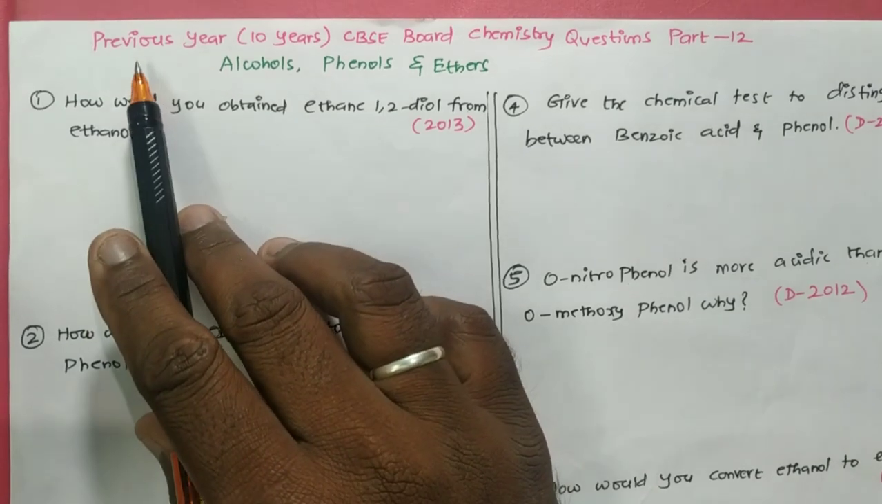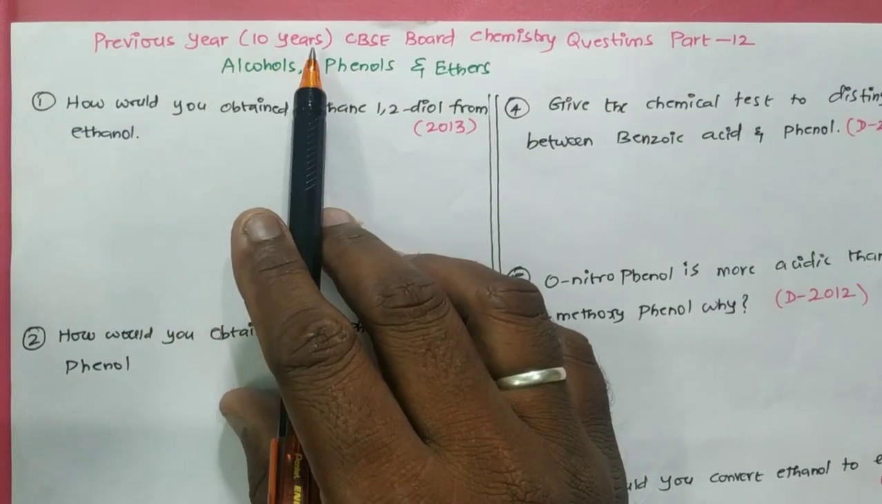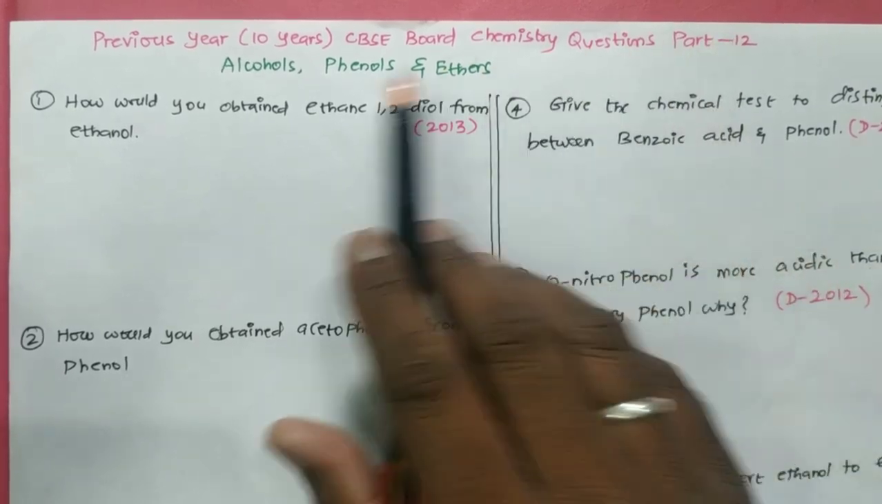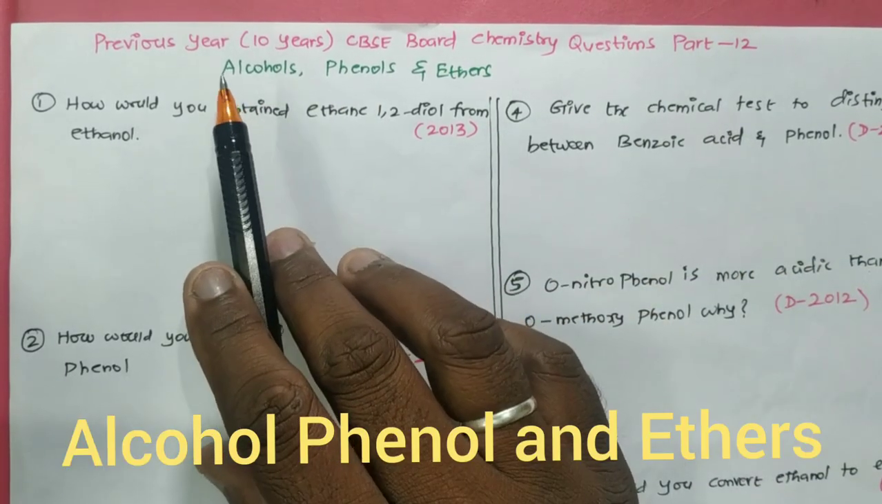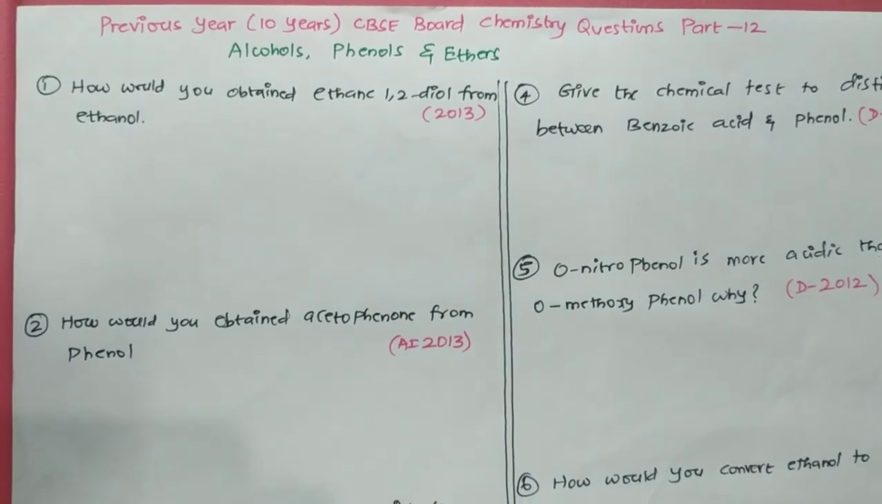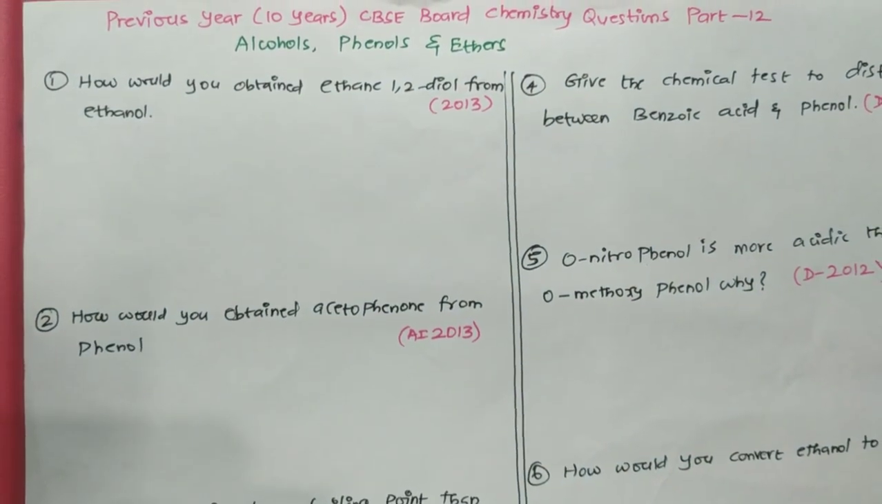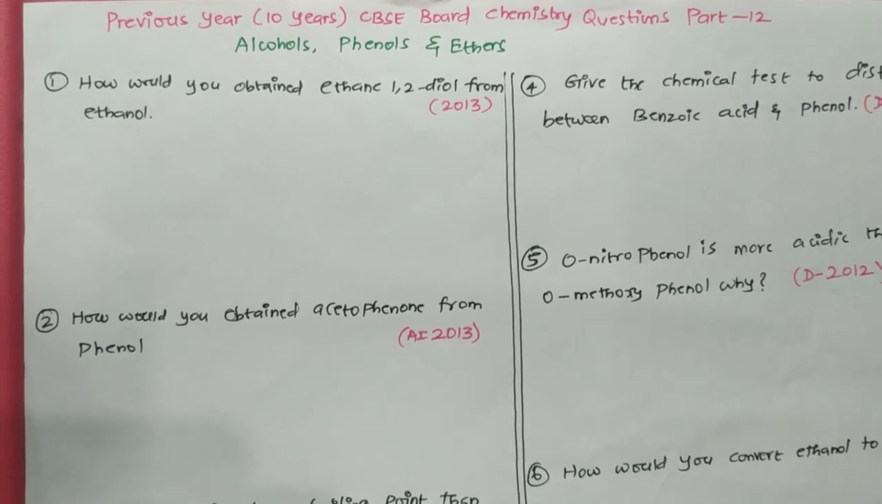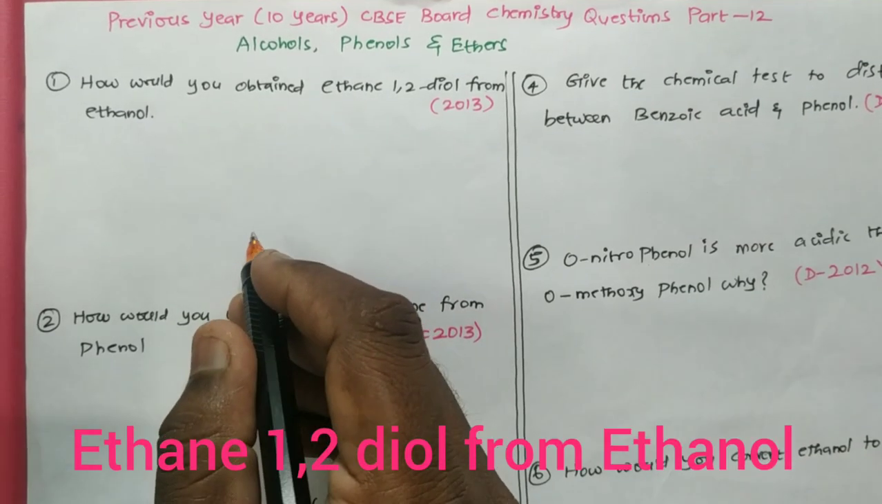Today we are going to talk about the previous year, that is last 10 years CBSE Board Chemistry Questions Part 12, in which we are going to discuss the alcohols, phenols and ether chapter. Here the question number 1 is, how would you obtain ethane 1,2 diol from ethanol? This question was asked in the year of 2013.